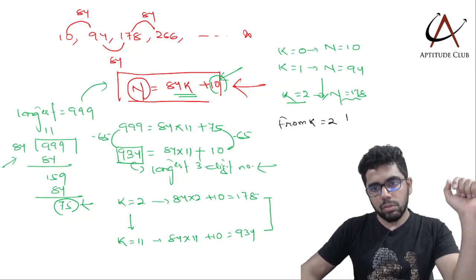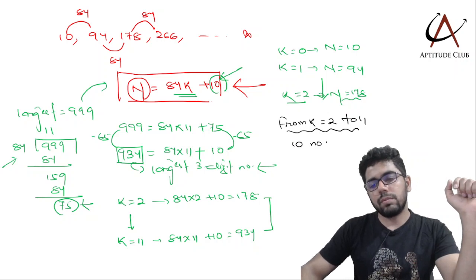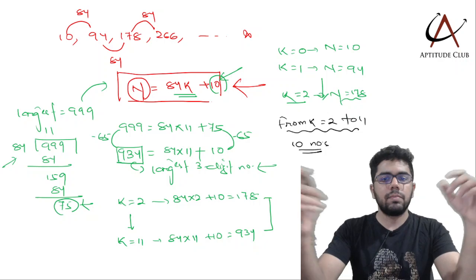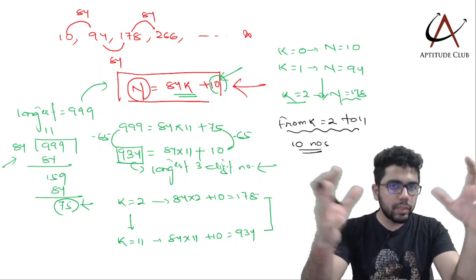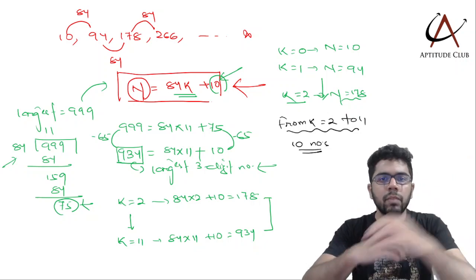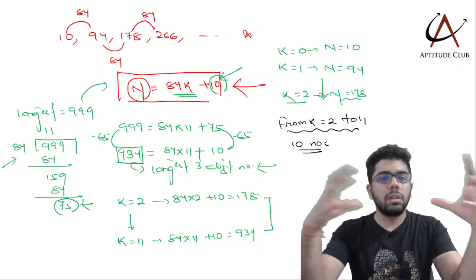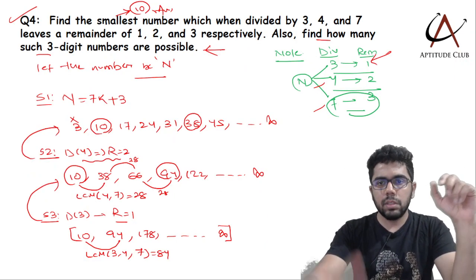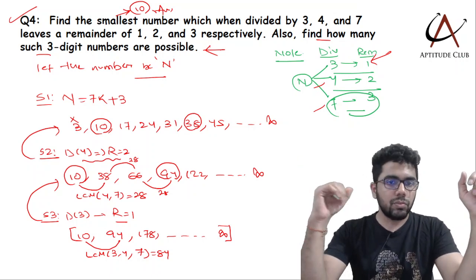from k is equal to 2 till 11, we will have 10 numbers: 2 3 4 5 6 7 8 9 10 11, 10 values of k. So 10 possible 3 digit numbers which will satisfy this property. We also call this LCM model 3, where you have multiple divisors and multiple remainders. How do you get the number? We have multiple divisors 3, 4 and 7 and multiple remainders 1, 2 and 3.